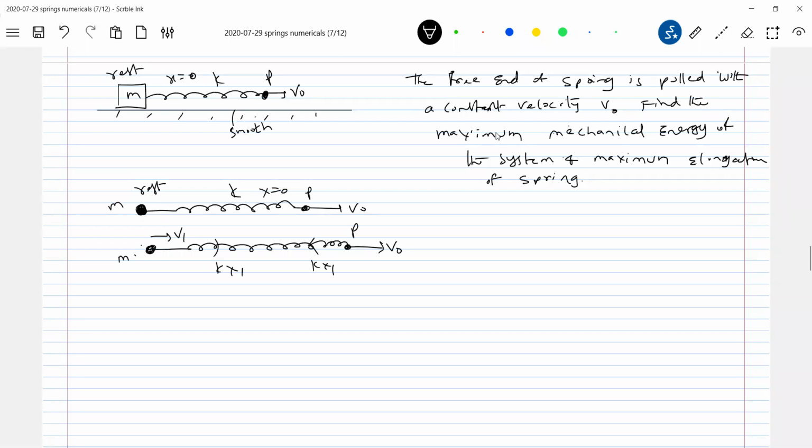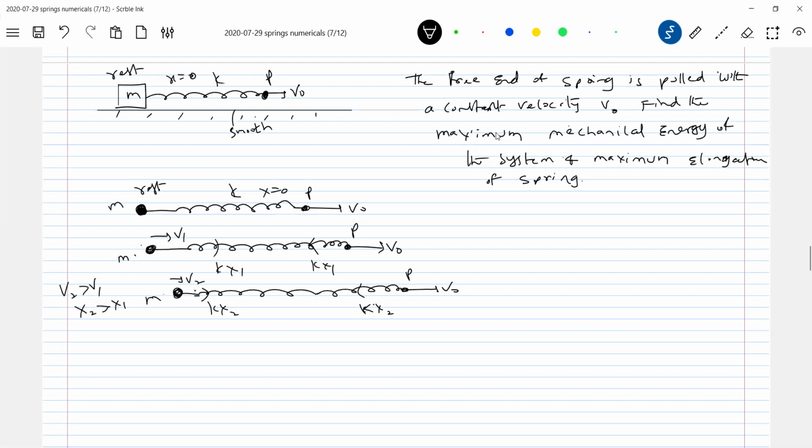And this point P, I maintain it at constant velocity v0. It is moved with a constant velocity v0. Then, in the next situation, with P moving at v0, the spring will further get elongated. Let the velocity be v2. So definitely I can say v2 is greater than v1, and x2 is greater than x1.